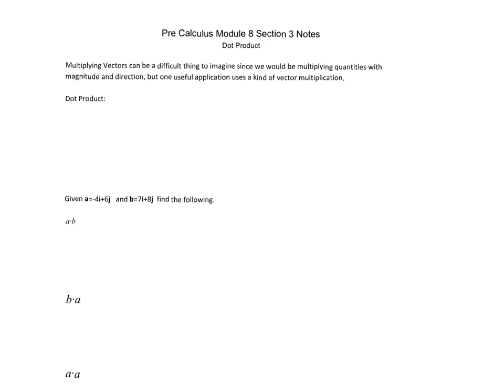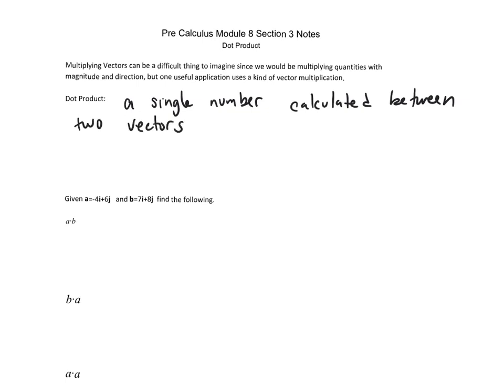But a dot product really is just a single number that is calculated between two vectors. And then we'll see some applications that can be done with this dot product in a little bit. Now it's really easy to find. So if we're given two vectors, let's say we're given vector A1, B1, and vector A2, B2.